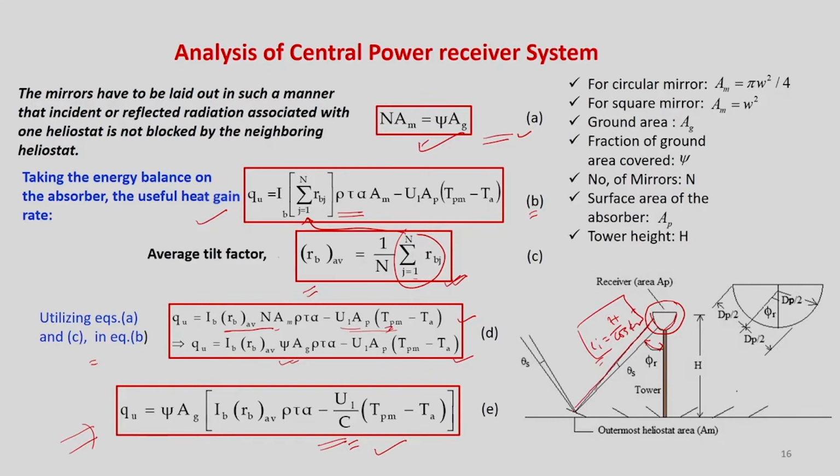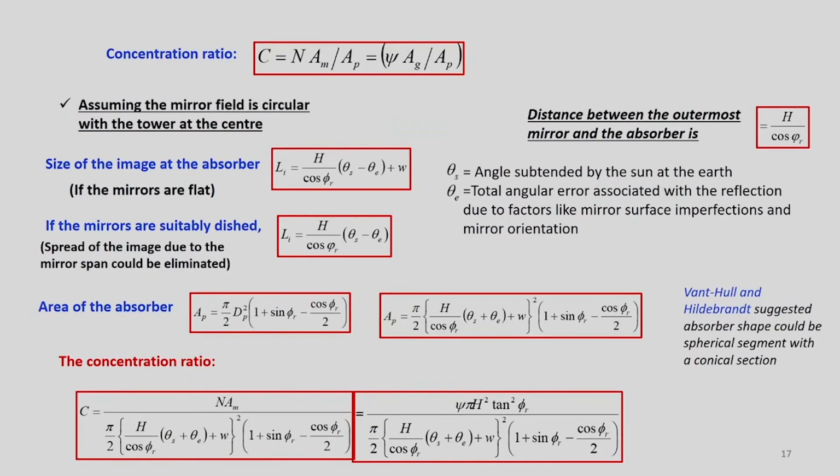Okay. So, now let us define the concentration ratio, which is nothing but n into Am divided by Ap, which is nothing but xi Ag divided by Ap. So, we can use this expression in the last Qu expression, and we can write the useful heat gain in terms of concentration ratio. As we have defined, the distance between the outermost mirror and the observer is h by cos of phi r.